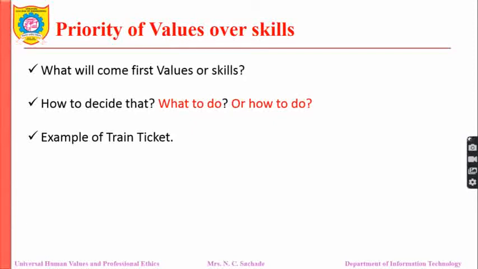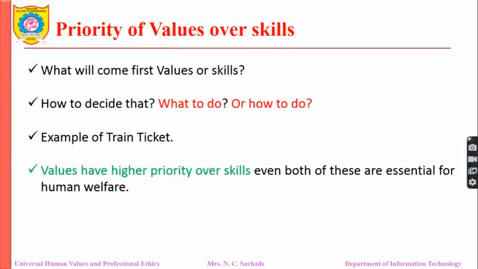And I would say, no, but I want a ticket for a super fast train. It should reach within a very short duration of time. Again, the person would interrupt and say, "Hello madam, excuse me, but where would you like to go?" And I will keep on explaining. Now, did you understand? This question of whether values will come first or skills will come first is answered by this scenario. If I am not clear about where I want to go, then how I am going to go is of no question. So that is why values have higher priority over skills, and both of these are essential for human welfare.